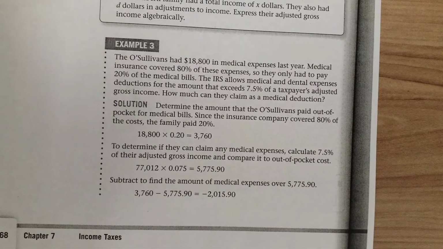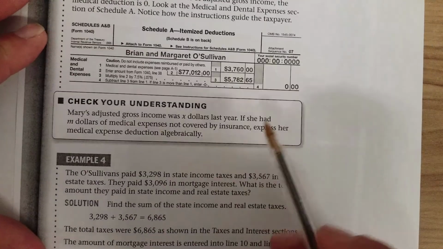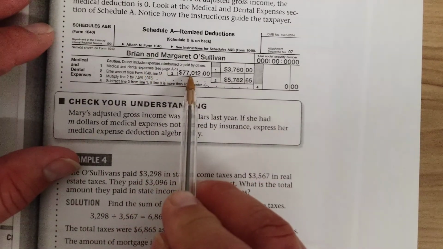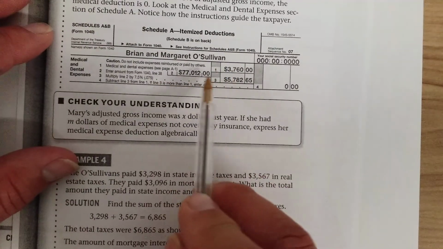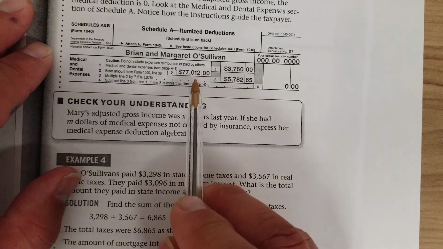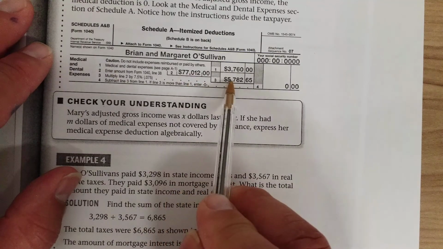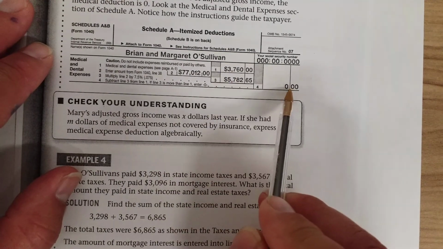These types of deductions are listed on Schedule A, the other schedule that we talked about. And here's the top part of Schedule A. So here was their adjusted gross income. Here's their medical expenses. Here's this amount multiplied by 7.5%. Yes, this amount times 7.5% gives you that. And this take away that gives you a negative number, which means they cannot deduct anything at all.